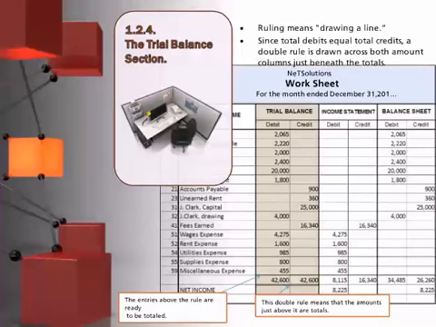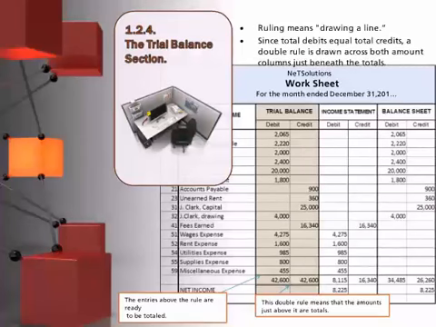Ruling means drawing a line. In accounting, a single rule, or line, drawn under a column of amounts means that the entries above the rule are ready to be totaled. After all account names and balances have been entered on the worksheet, a single rule is drawn under the last entry and across both amount columns of the trial balance section as shown in Exhibit. The debit and credit columns are now ready for totaling.